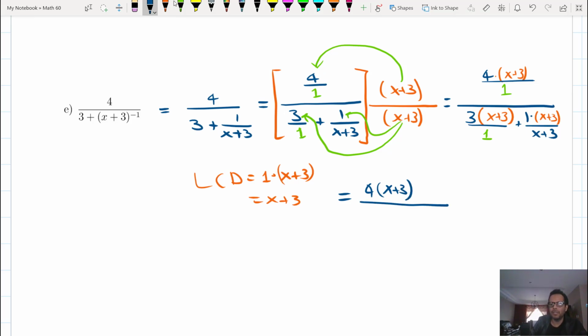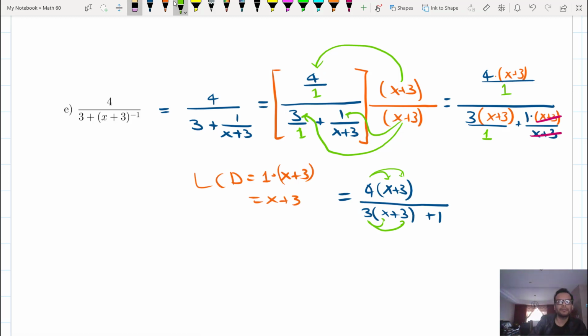Divide that by the quantity 3 over 1, which is just 3, that multiplies x plus 3, plus the quantity x plus 3. Notice we can divide it out. x plus 3, x plus 3. Okay, so that'll give us a plus 1. We're ready to simplify this. Distribute the 4 and distribute the 3 here.